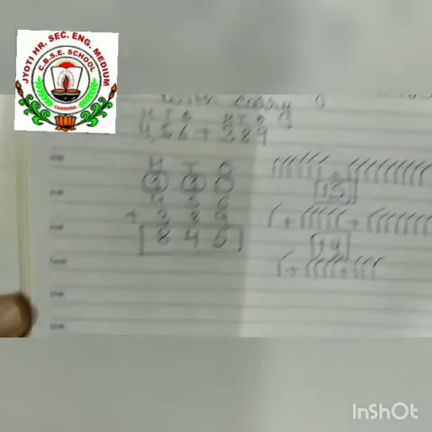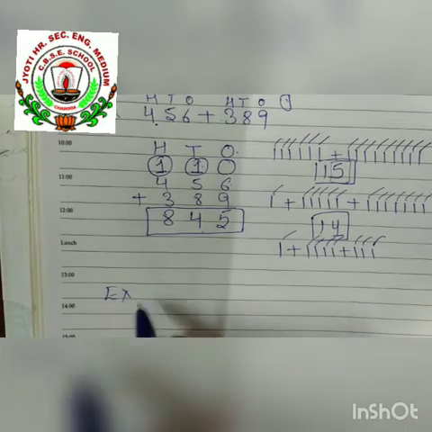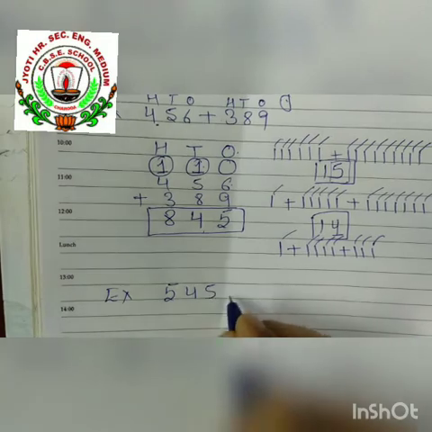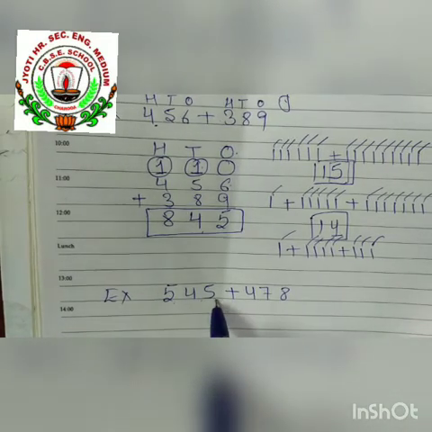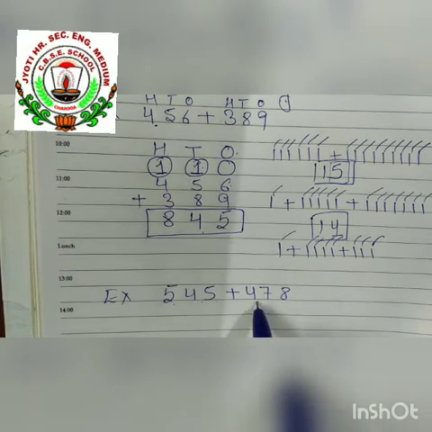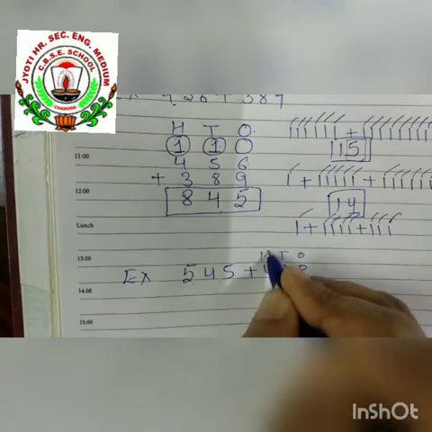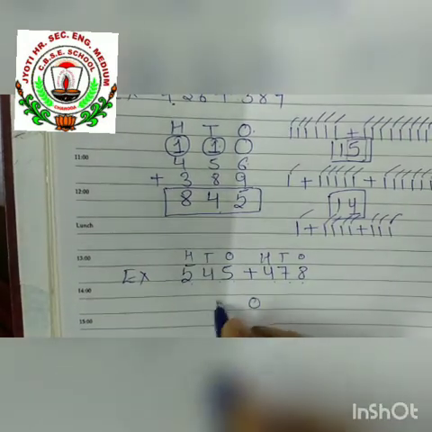845. Let us take one more example: addition of a 3-digit number with carryover. I have taken 545 added to 478. So we will see their positions. It is ones, tens, hundreds, and again ones, tens, hundreds. So we will write according to their position.